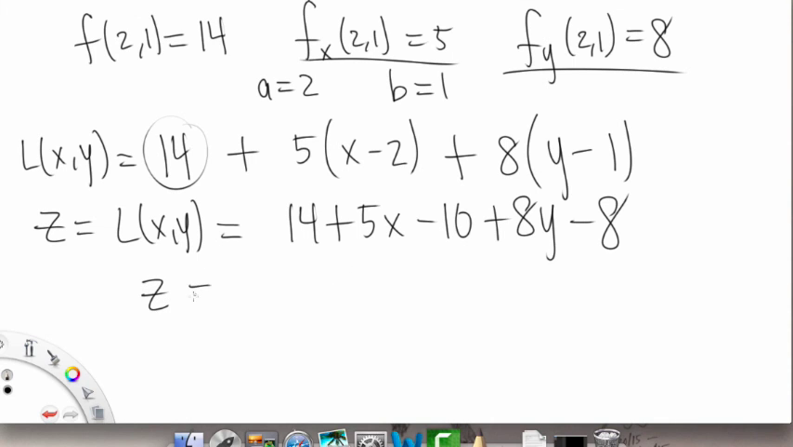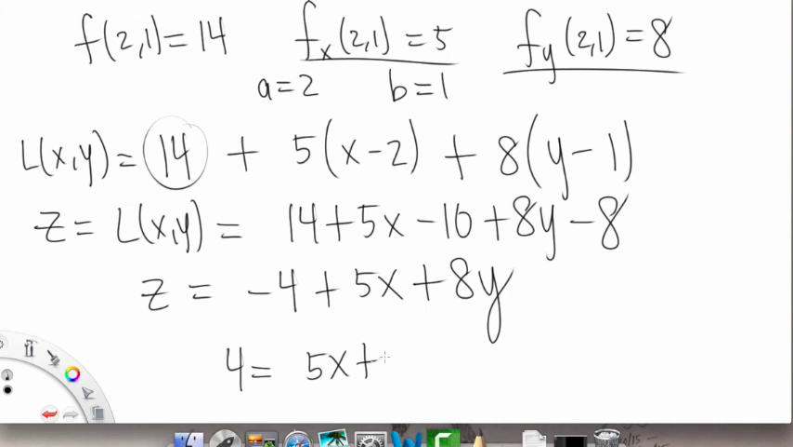Okay, and then if we continue here, we get 14 minus 10 minus 8, so that would be 14 minus 18, so that would be negative 4, and then we have plus 5x, and then plus 8y, okay, so that's basically it. If you want to rearrange, swap the negative 4 and the z, you can, so then we could also get 4 equals 5x plus 8y, and then minus z. Either answer works, they're the same equation.